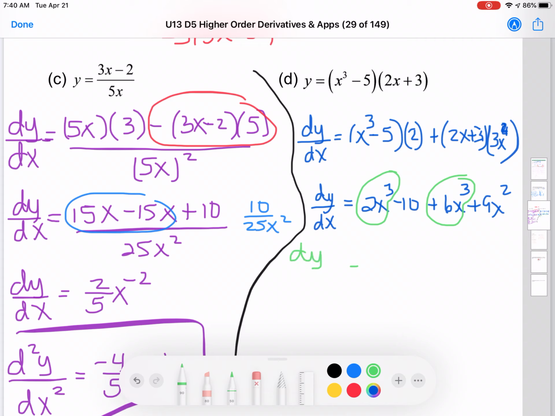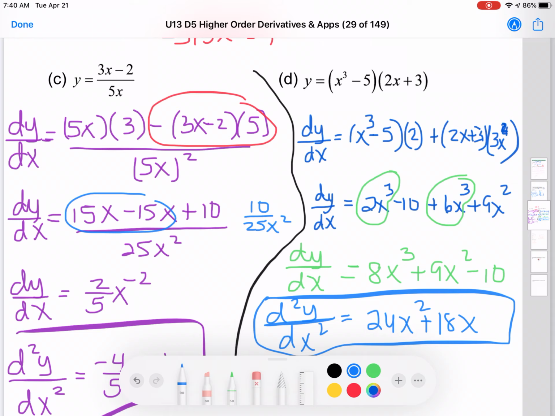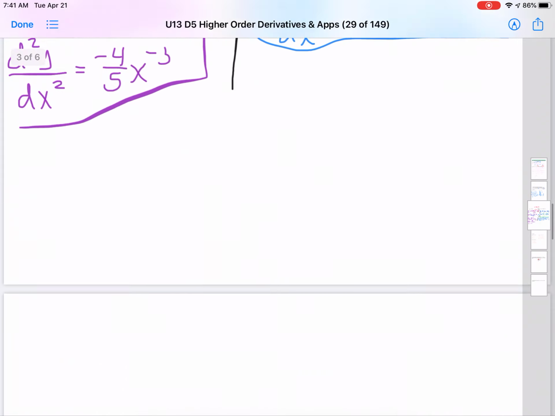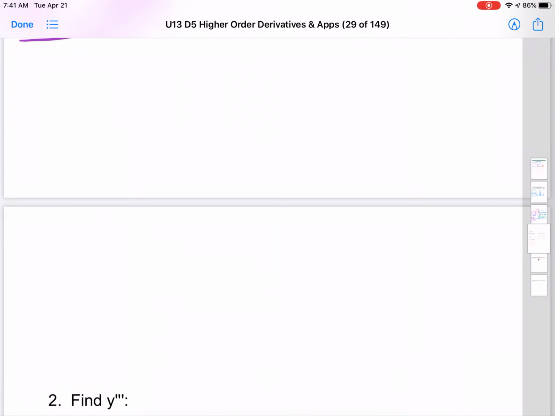Okay, so cleaned up, we have 8x cubed plus 9x squared minus 10. Now let's find the second derivative. Power rule again, 24x squared plus 18x. And that's it. All right, let's go a little bit further and find the third derivative. So we'll find y triple prime.